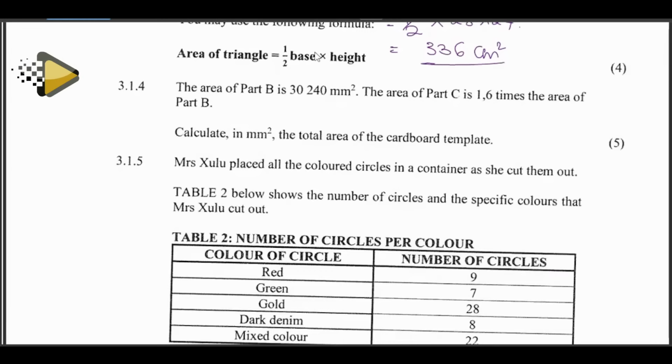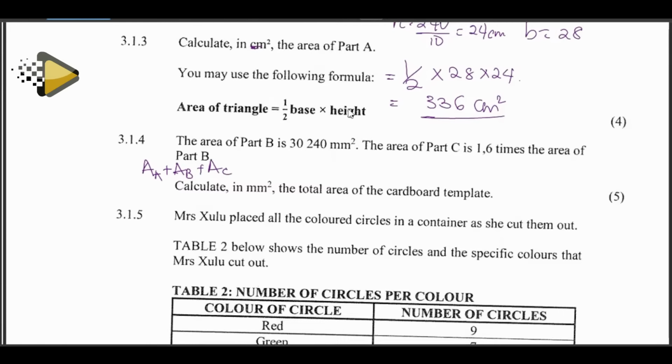That means you're going to add the area of A plus the area of B plus the area of C. We already have the area of A, but it has to change into millimeters squared. Remember, when we are changing centimeters to millimeters, we multiply, so we multiply by 10 to the power of 2. Now the area of A becomes 336 times 10 to the power of 2, which is 100, and you get this much.